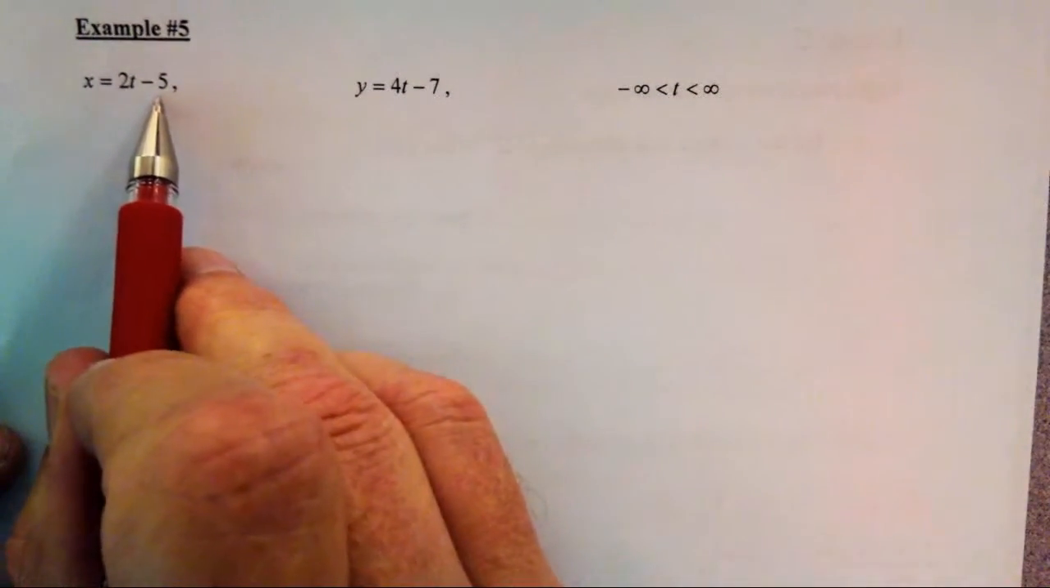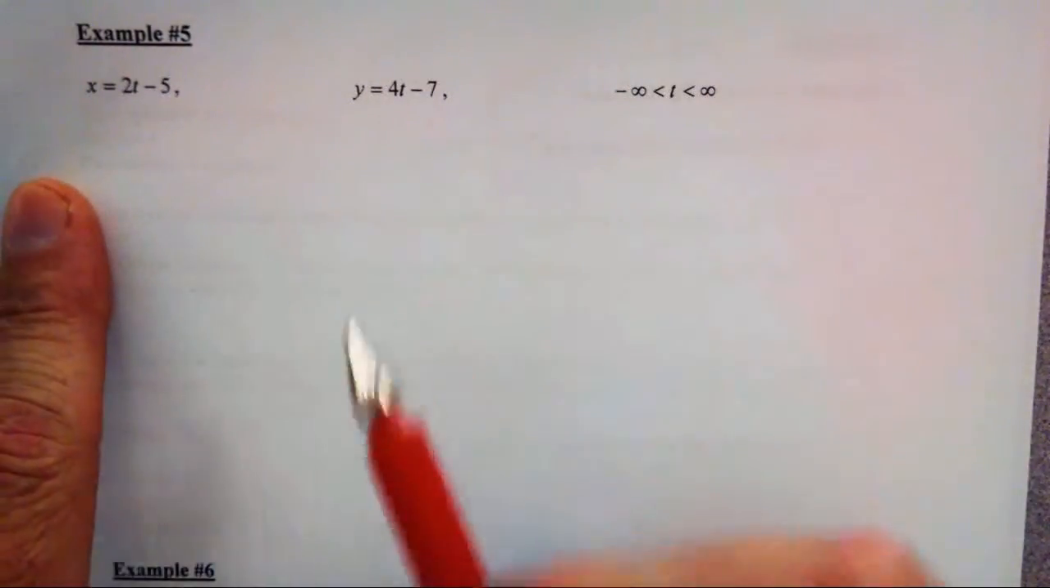If we go to our example 5, I've got 2t minus 5 is x, and 4t minus 7 is y. I could do this parametrically, graph it, analyze the graph and say I think it's a line. Knowing it's a line is pretty easy. Knowing it's a circle is not necessarily easy by looking at it. What if it's an ellipse? What if it's neither and just kind of circular in nature? So what we can do is eliminate the parameter.